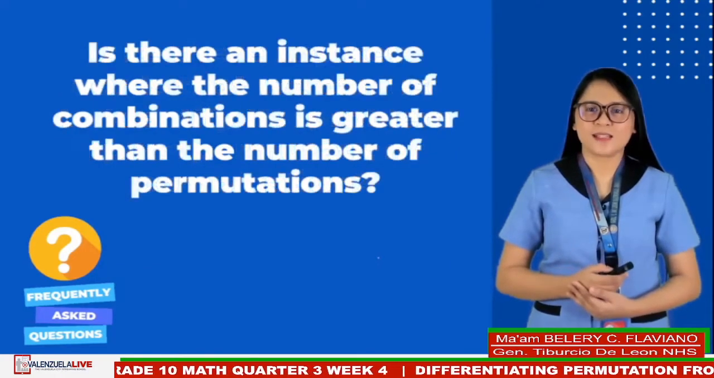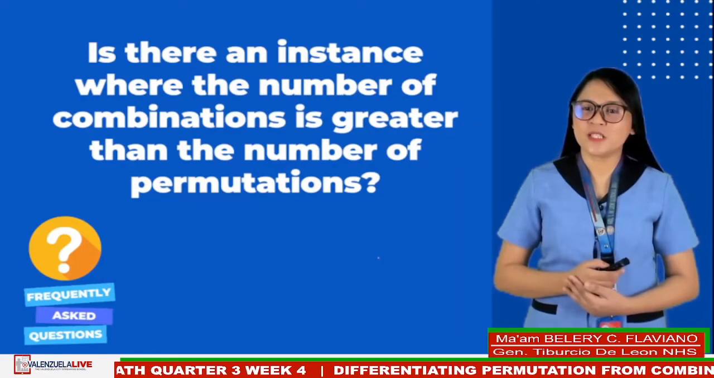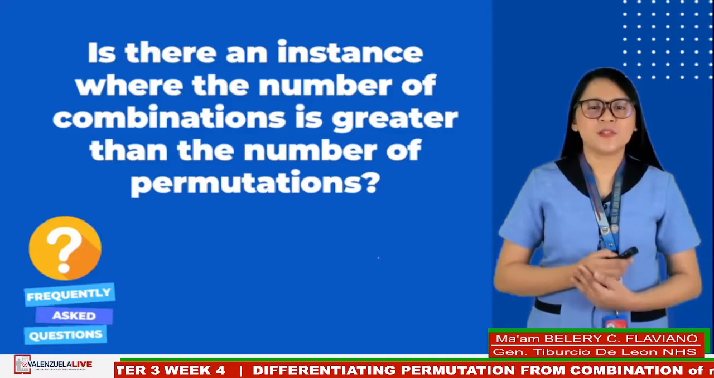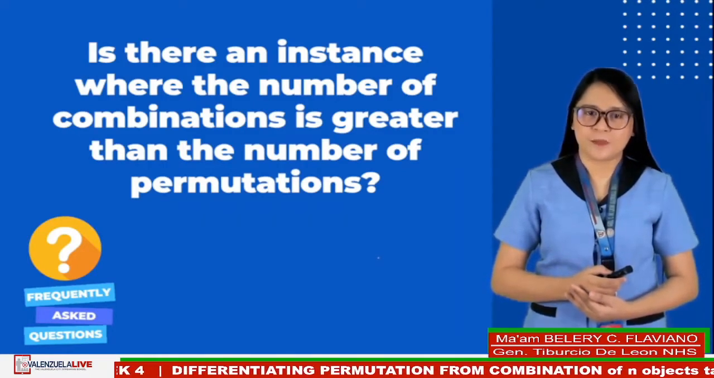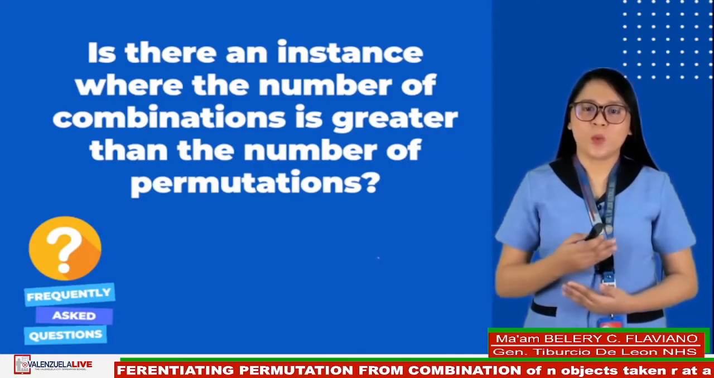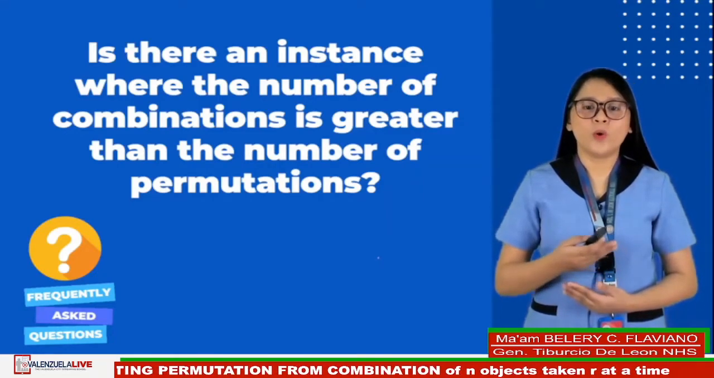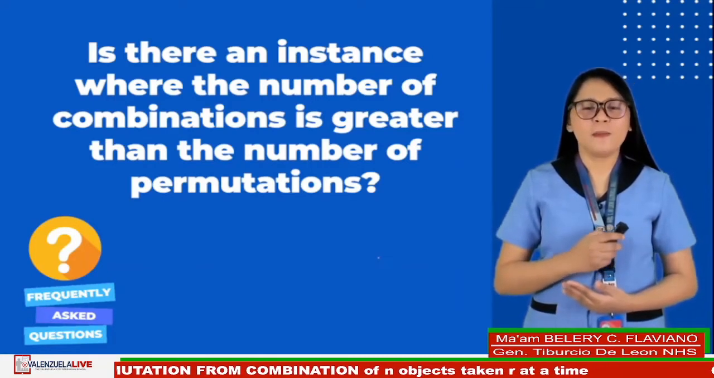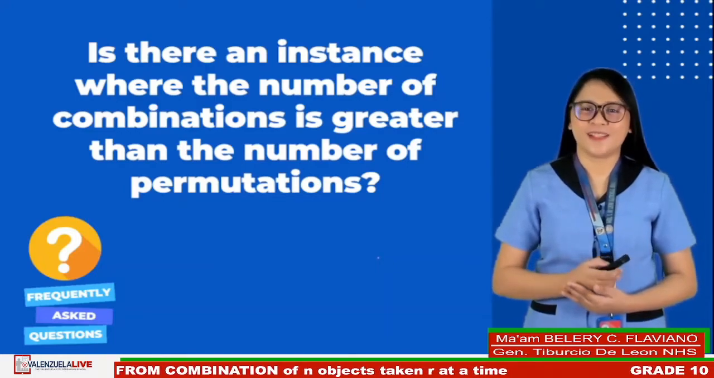Let's have the next. Is there an instance where the number of combinations is greater than the number of permutations? Now, the answer to that is permutation is always greater than combination because in combination, order doesn't matter. That is why, to get combination, we further divide the arrangement where order matters by the arrangement taken r at a time. In short, combination is equal to permutation divided by r factorial.